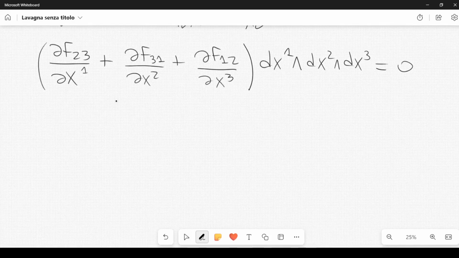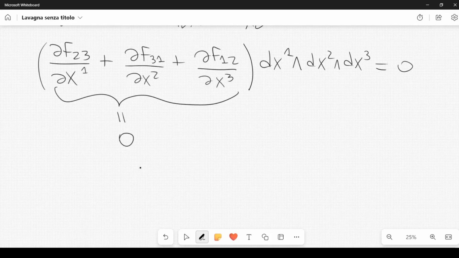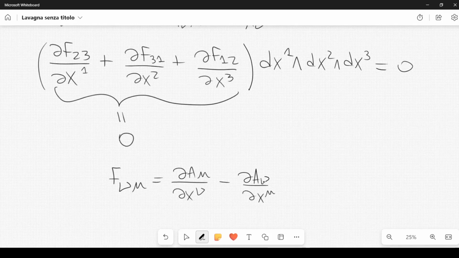Now, we can see from here that this quantity should be equal to 0. And this is indeed one of Maxwell's equations, and I want to show you that. In particular, let's remind ourselves of this formula. F_νμ is equal to ∂A_μ/∂x^ν minus ∂A_ν/∂x^μ.